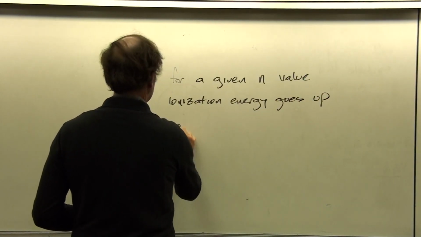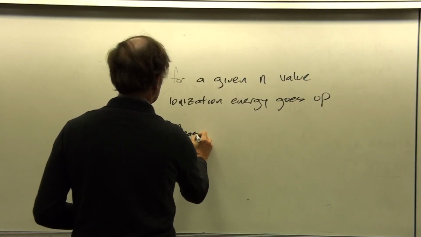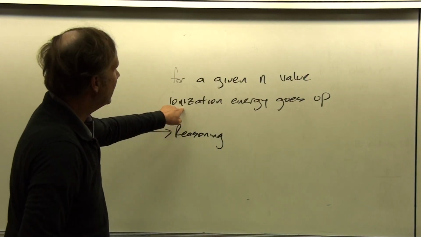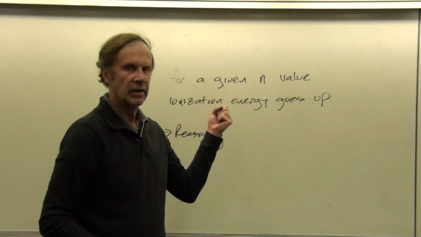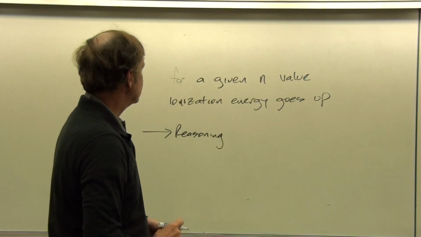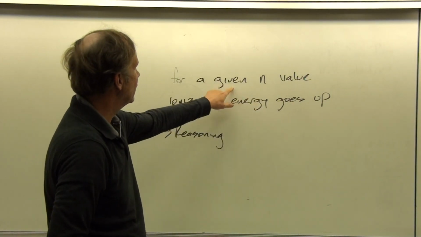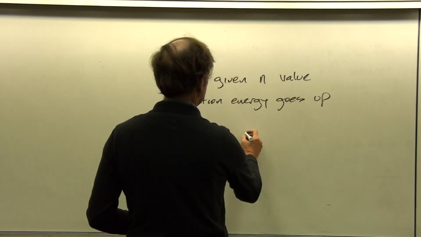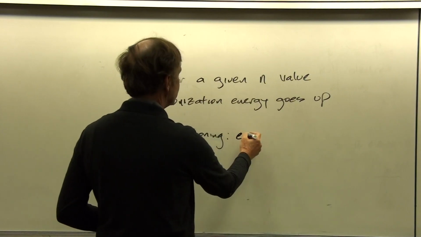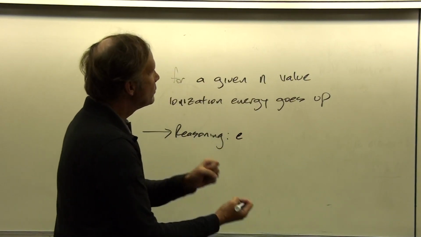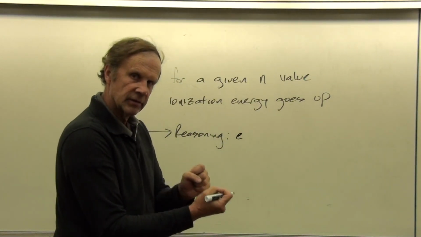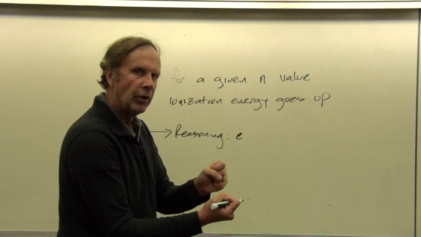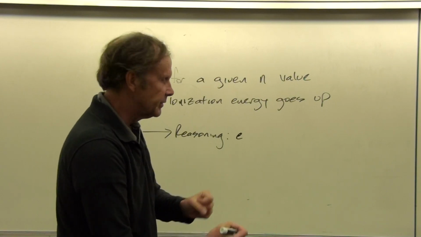And so the reasoning then, why this is true, remember ionization energy is just the energy that is required to remove the electron to infinity. And so why does the ionization energy go up for a given n value? The reasoning is that the electrons are a similar distance from the nucleus, but with a larger number of protons. So that means it's harder to tear the electron off because there's more protons pulling in on it to keep it from escaping.